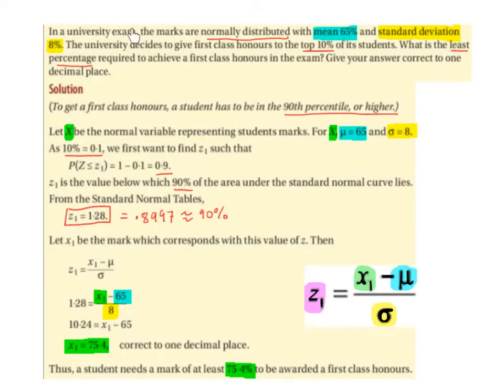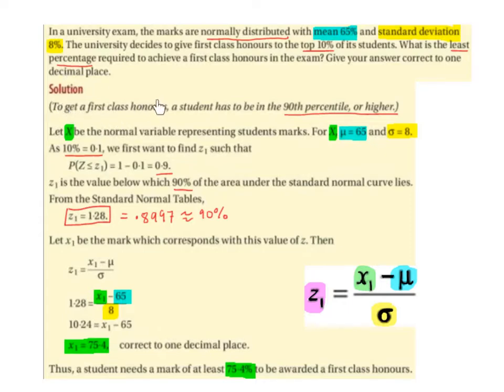In a university exam, the marks are normally distributed with a mean of 65% and a standard deviation of 8%. The university decides to give first-class honours to the top 10% of its students. What is the least percentage required to achieve a first-class honours in the exam? Give your answer correct to one decimal place.